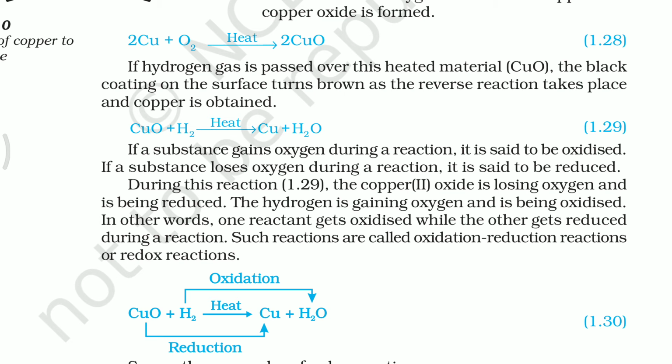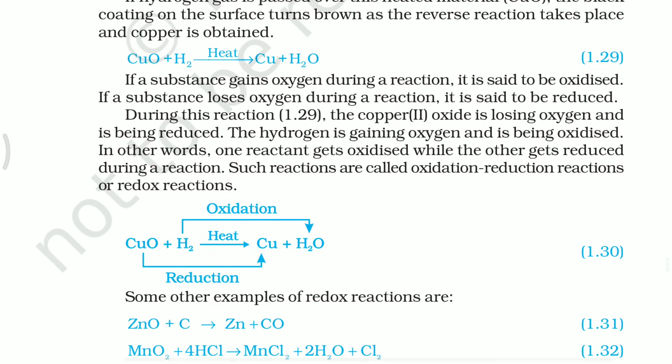But in this reaction, both oxidation as well as reduction take place. Such types of reactions are called redox reactions, or oxidation-reduction reactions. So how? See this, CuO, copper oxide, changes to copper.